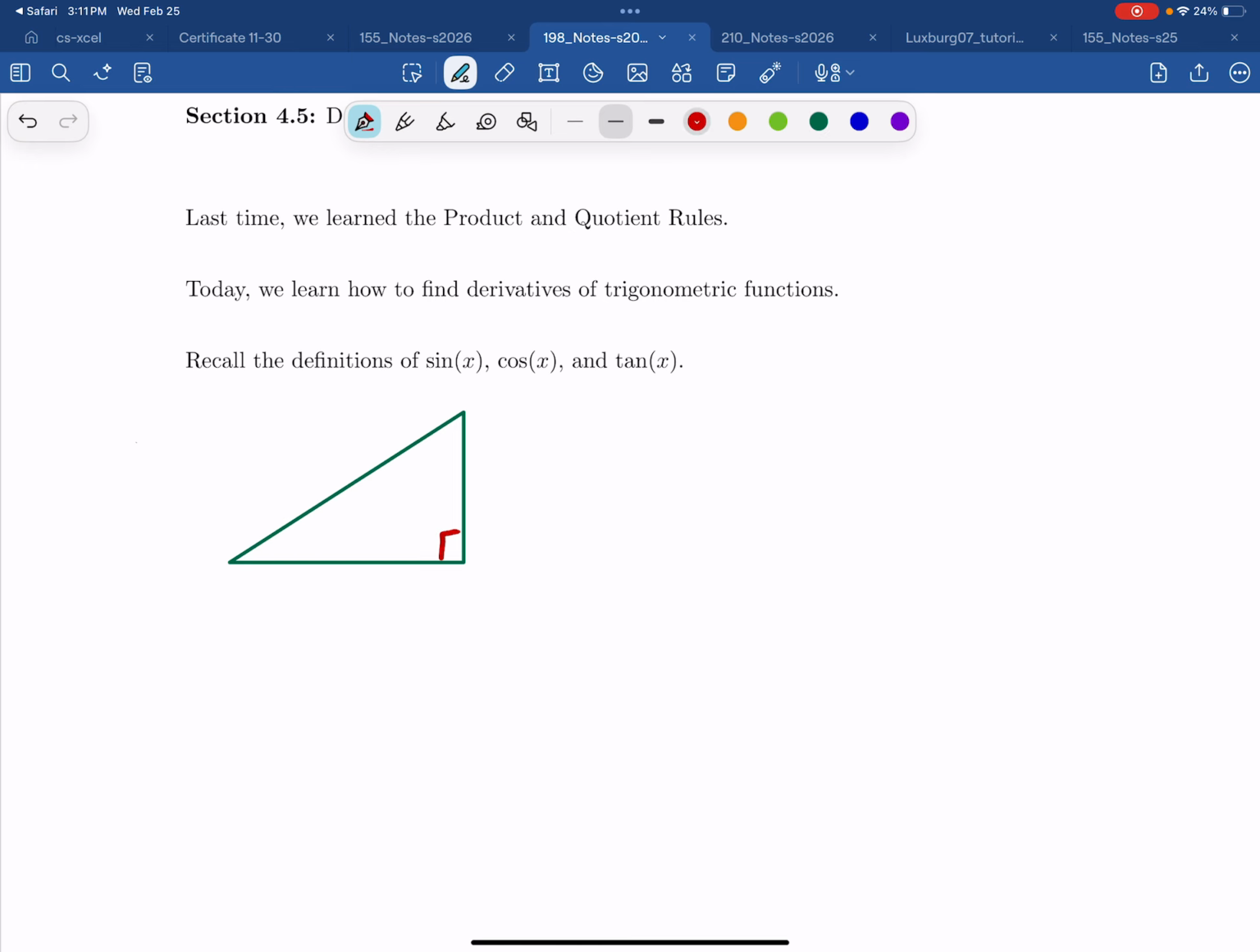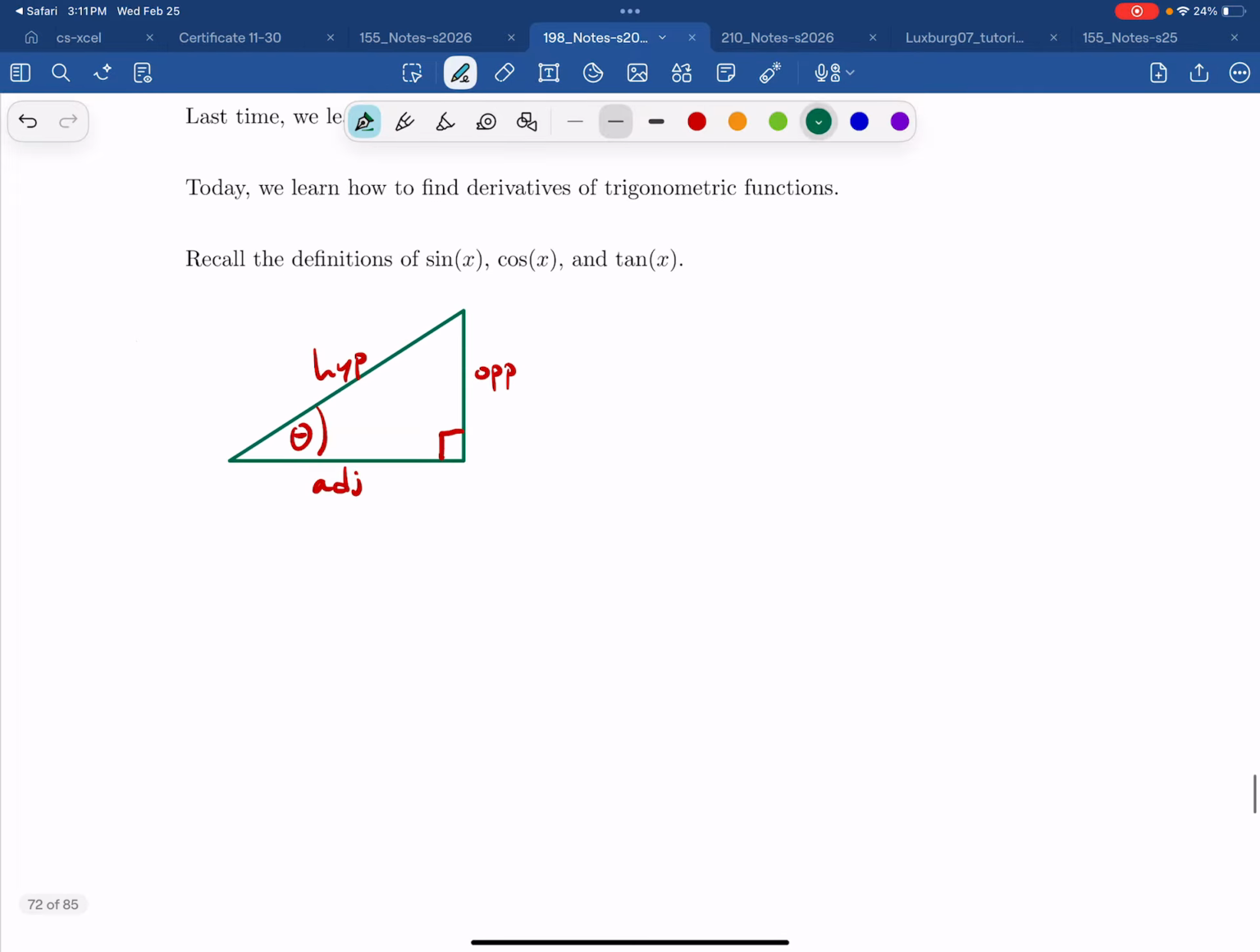Consider a right triangle, which means that this angle right here is 90 degrees. We draw a little box to signify that. And suppose we're interested in this angle, which we're frequently going to call theta. We're going to consider the side opposite of theta, the side adjacent to theta, and then the hypotenuse of the triangle.